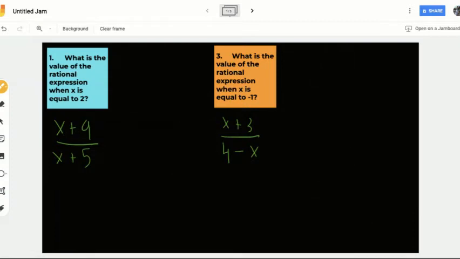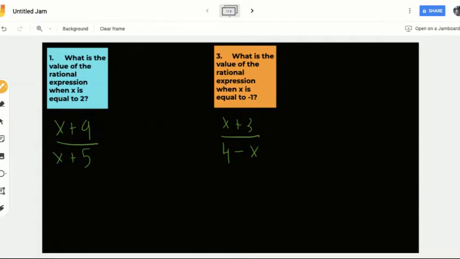All right, we're working on 1.2.3 rational expressions. Again, I'm using the checker problems, so 1.2.2, sorry. And then I got the first question, third question here. What is the value of the rational expression when x is equal to 2?